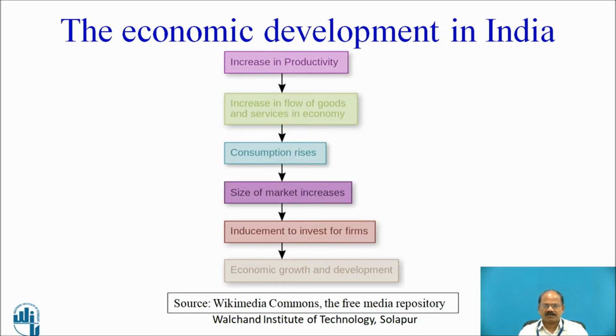You can easily see what the economic developments in India were. It was primarily aimed at an increase in productivity, an increase in the flow of goods and services in the economy, and consumption rises. The size of the market increased because of the consumption, and it resulted in inducement to invest from firms. After all, it was supposed to bring economic growth and development. Remember very well, from top to bottom, all the contents are interwoven with downward flowing arrows.